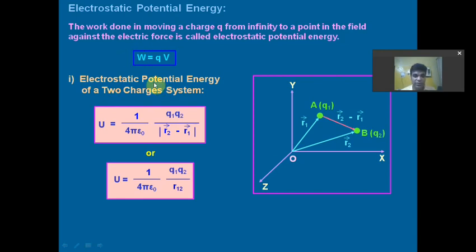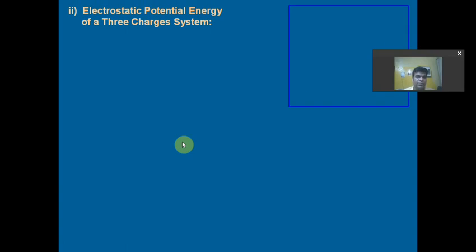So the work done in moving a charge from infinity to that point we represent here as electrostatic potential energy in the form of work done, and it gives the expression U is equal to 1 by 4 pi epsilon naught q1 q2 divided by r2 minus r1, and r2 minus r1 is the distance AB. So it can be represented in the position vector form r12. So again we have the expression for the potential energy.